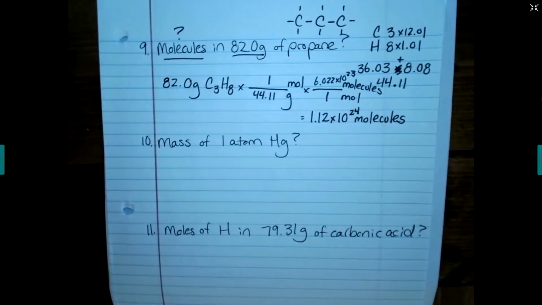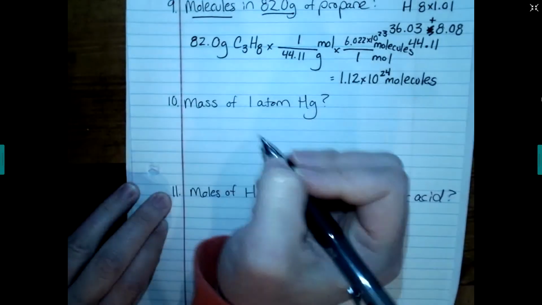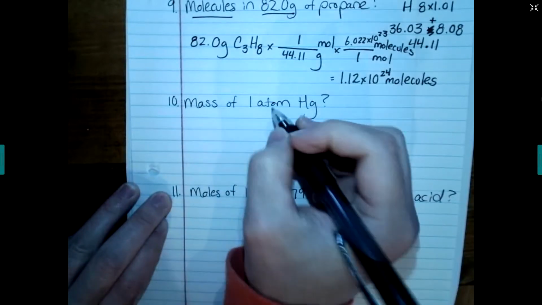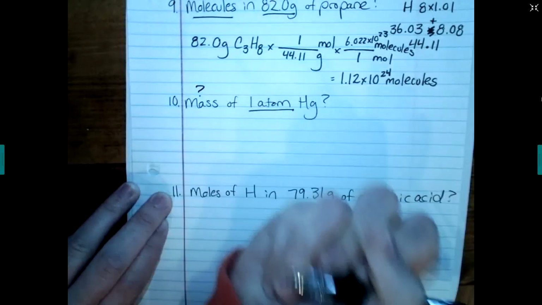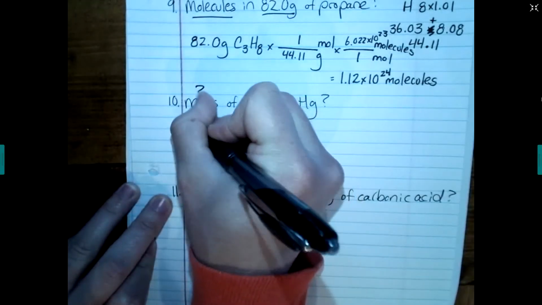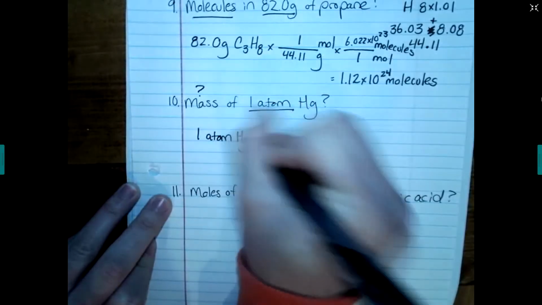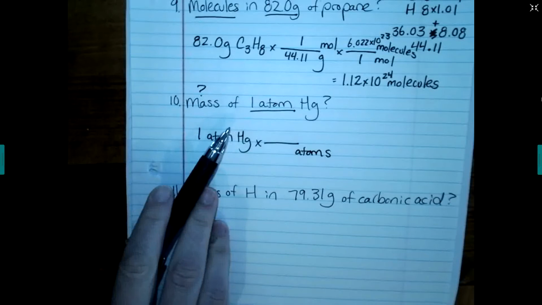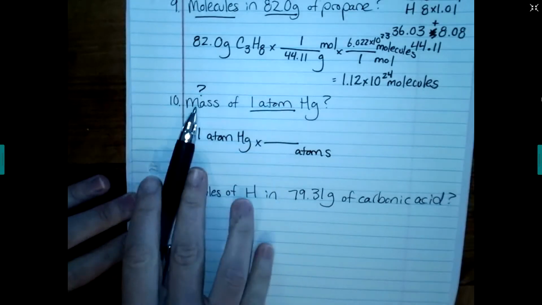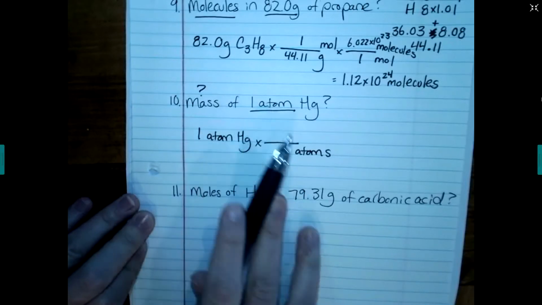All right, moving on to problem number 10. We're trying to find the mass of 1 atom of mercury. So we know how many atoms we have. We don't know what the mass is. So starting with atom, I'm going to move atoms to the bottom. And once again, just like with molecules, you can't go straight from atoms to grams or grams to atoms. You have to go through moles first.